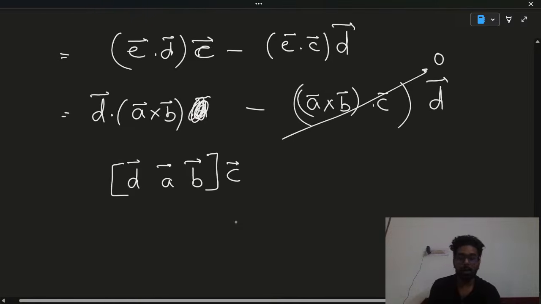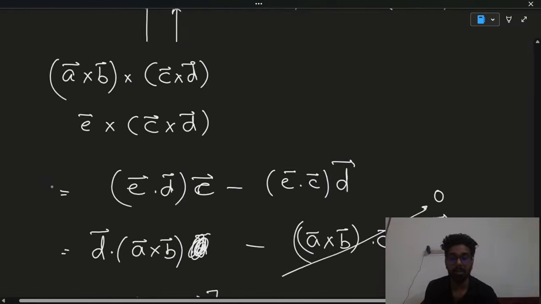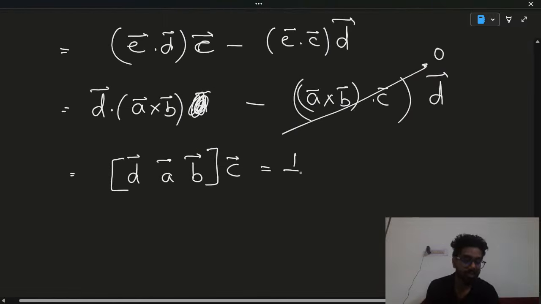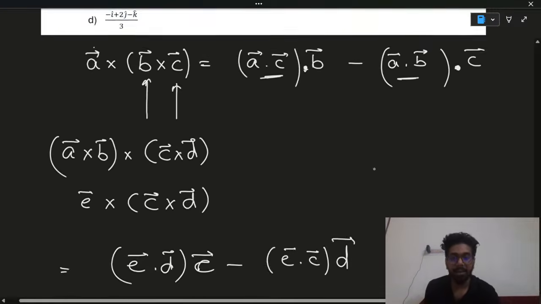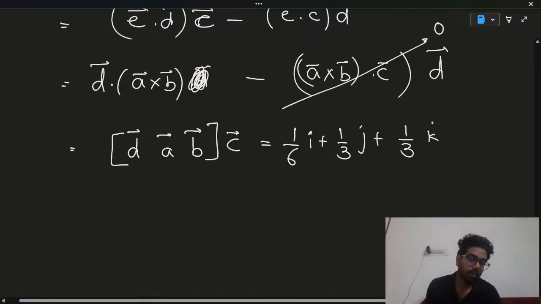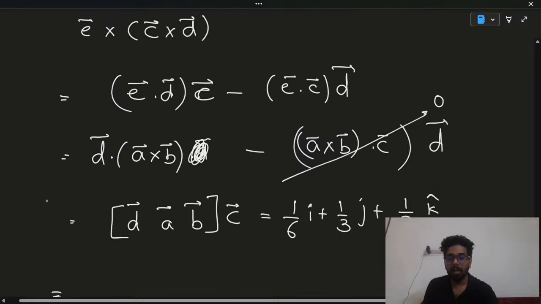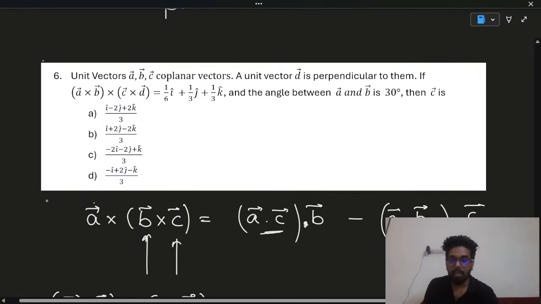Okay. So now this is our answer of the cross product. Now they are saying this is equal to 1 by 6 i cap plus 1 by 3 j cap plus 1 by 3 k cap. Okay, now what we will do of this? Solve it.